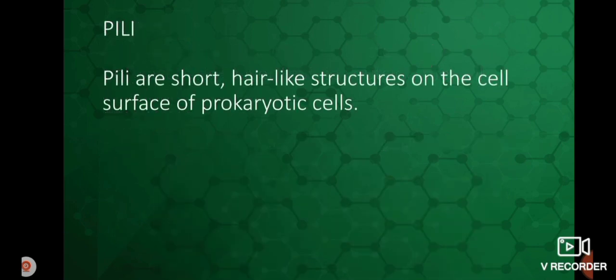And we have the pili. Pili are short, hair-like structures on the cell surface of prokaryotic cells. Their function is to move, but they are more often involved in adherence to surfaces, which facilitates infection and is a key virulence characteristic.